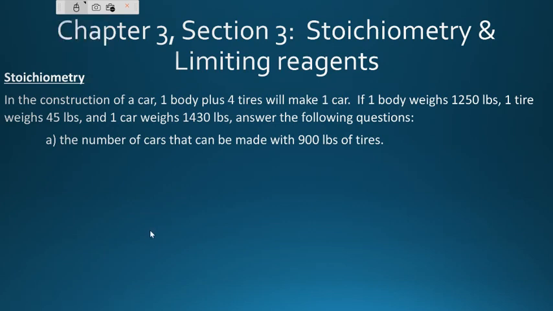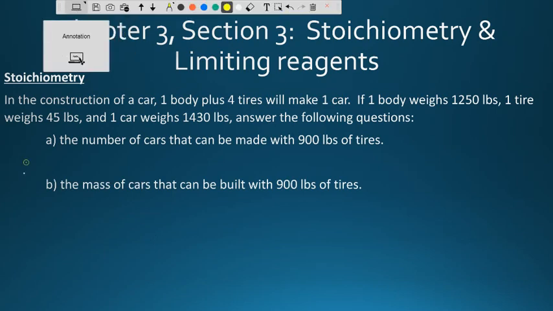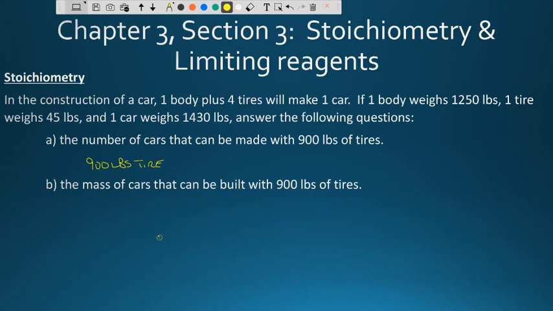Next, we're going to take a look at the mass of cars that can be built with 900 pounds of tires. Notice the question is similar. I still have 900 pounds of tires, but instead of how many cars, I want to know the mass of cars. So let's go from pounds of tires to number of tires, then from the number of tires to the number of cars. But I have one more piece to this: what mass of cars? So then I can go from number of cars to pounds of cars.